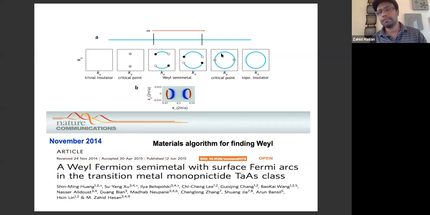I asked Charlie Kane whether these arc-like states should be stable when I close the topological insulator gap. His answer was no, and I clearly remember that. But in experiments, we always see that this is so stable. So there must be something else topologically protecting it.